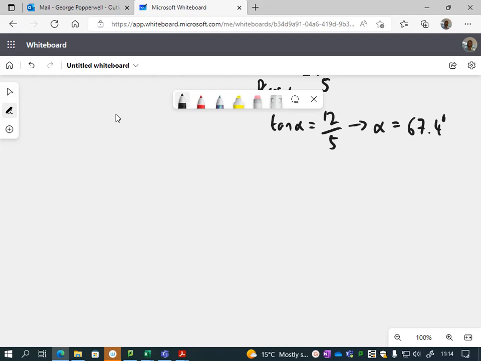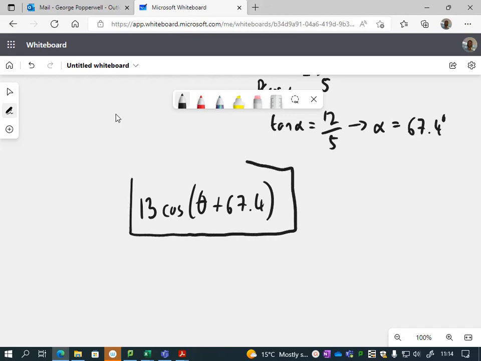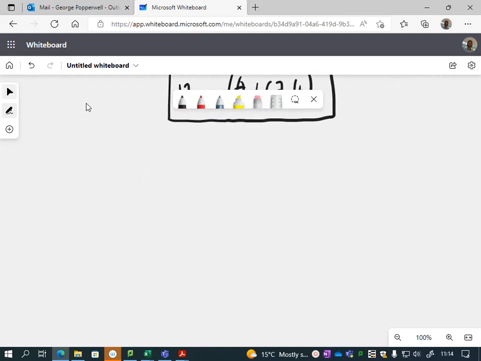So how can we write 5 cos theta minus 12 sine theta in that form? Well, it can be written as 13 cos(theta plus 67.4). Alright, so there we go. We've now rewritten what we started with, which was 5 cos theta minus 12 sine theta, in this form, which is 13 cos(theta plus 67.4). Okay, going on.